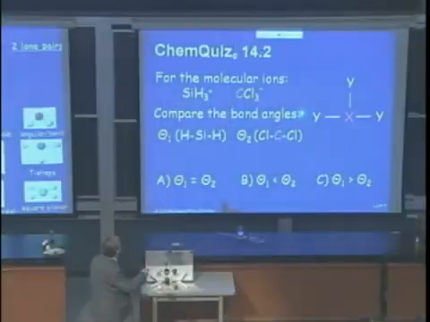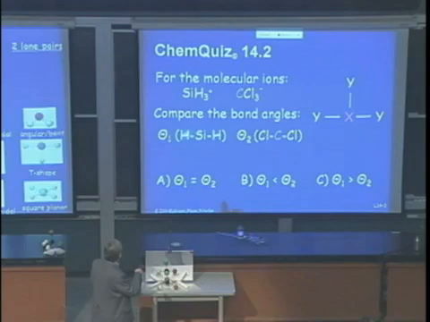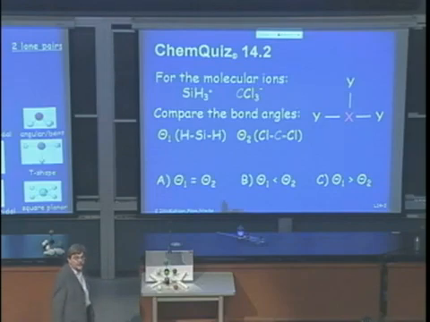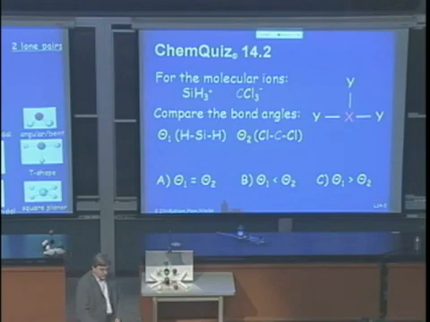And then you say the bond angle between the silicon and the hydrogen here, and here between the carbon and the chlorine. And you compare these 2 bond angles, and with this you can answer the question: is that bond angle between hydrogen and silicon the same as here? Is this one smaller than this one, or is this one here larger than this one? Okay, why don't you think about it and give me your answer?